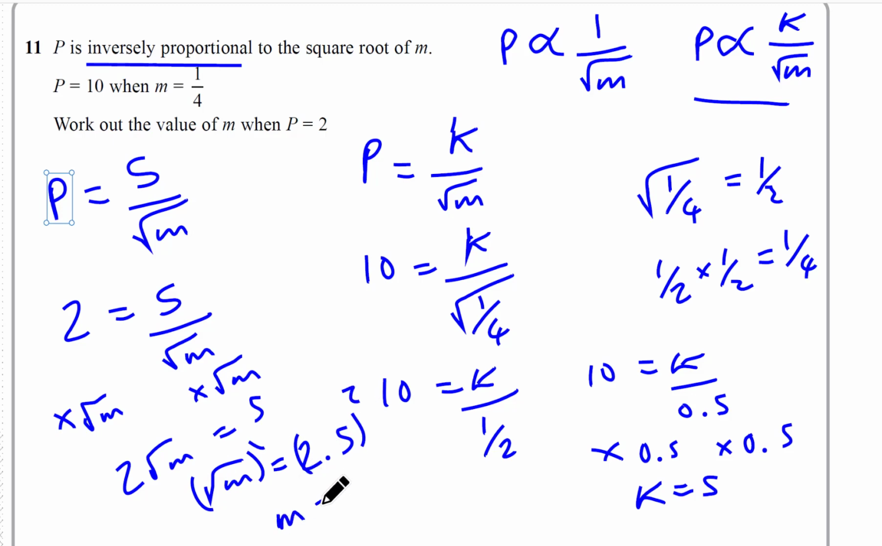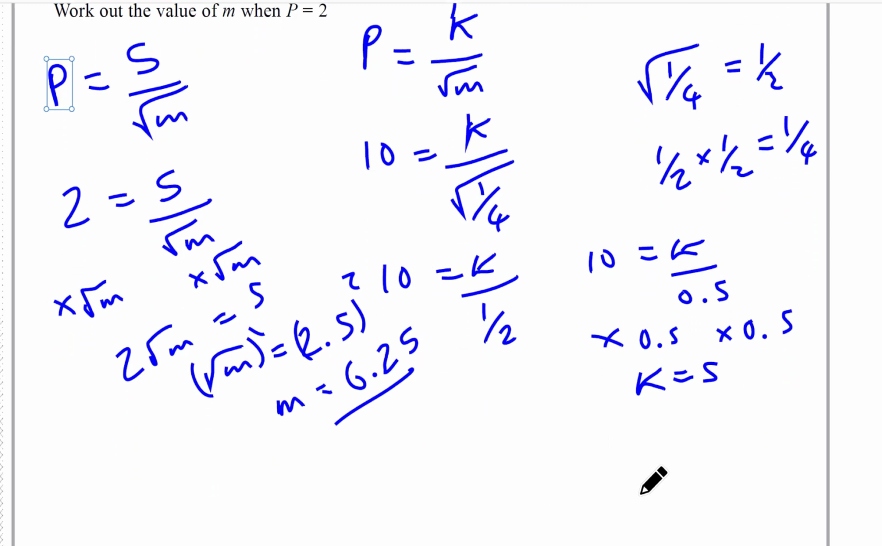So hopefully you know 2.5 squared is 6.25. You can work that out. And that's m. That's your answer. So write it somewhere nice, so the examiner can see, and that's it, you've aced that question.